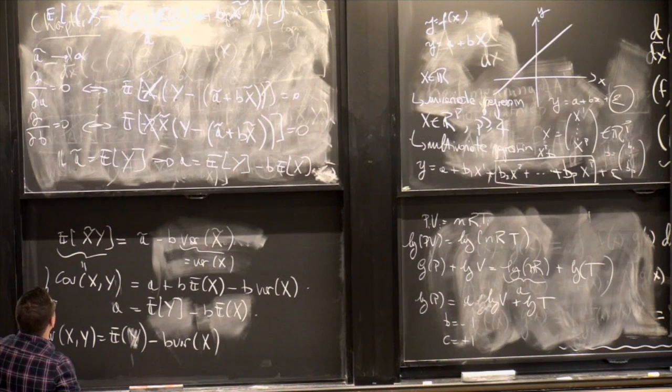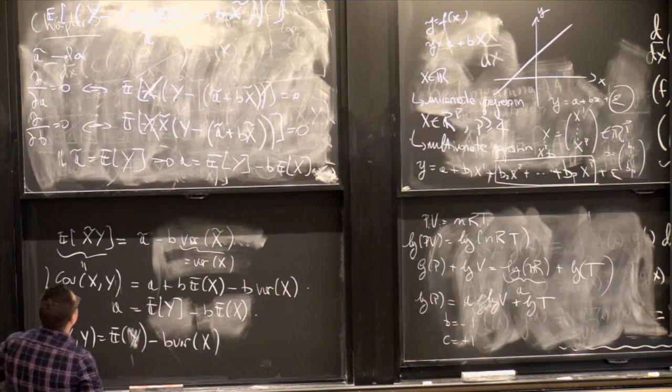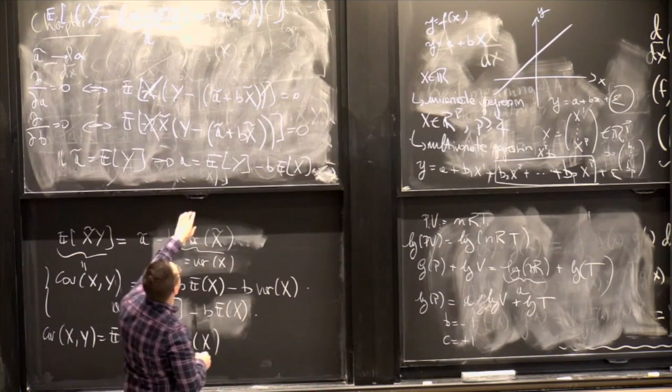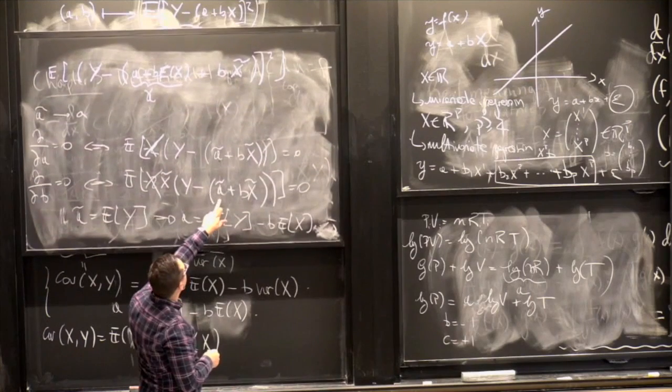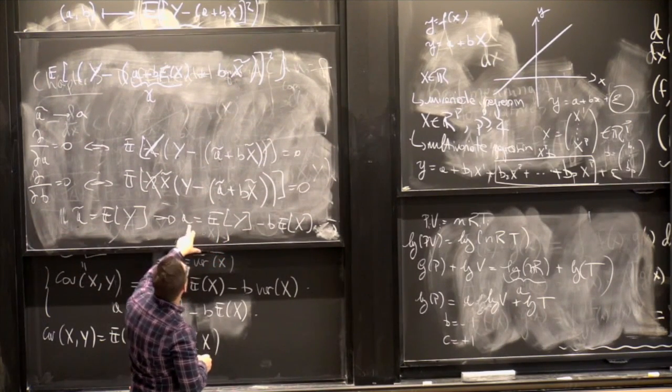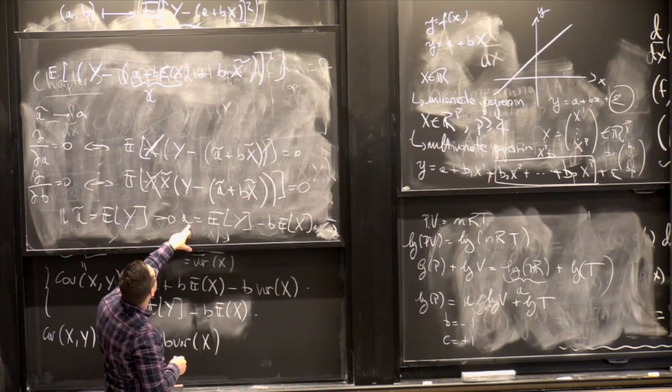I should not have centered. I wanted to make my life easier, and I should not have done that. And the reason is a tilde depends on b. So when I take the derivative with respect to b, since a tilde depends on b, when I take the derivative of this guy, I actually don't get a tilde here, but I really get, sorry.